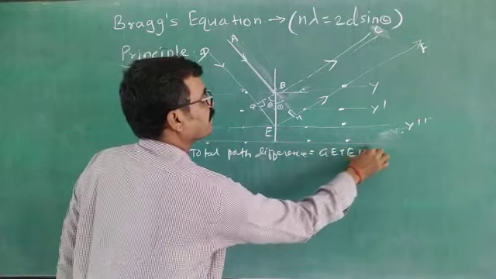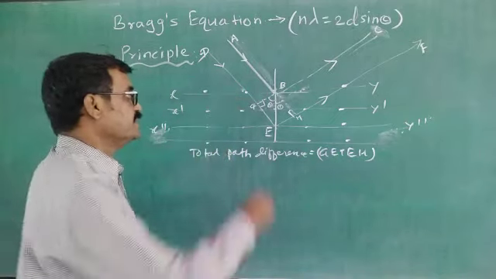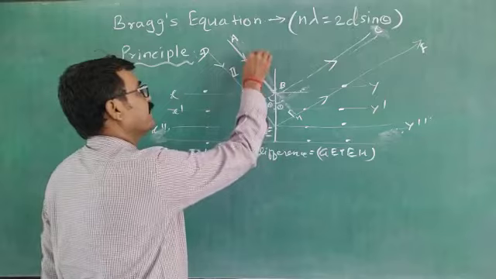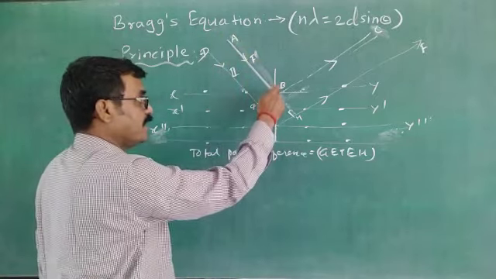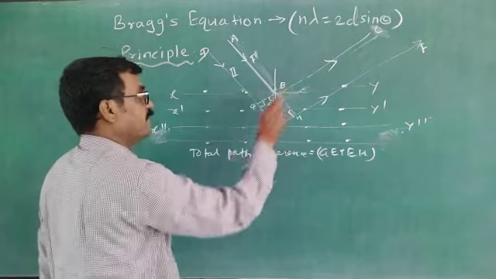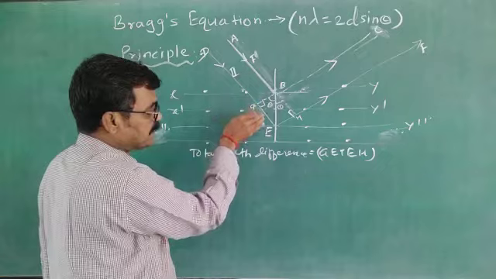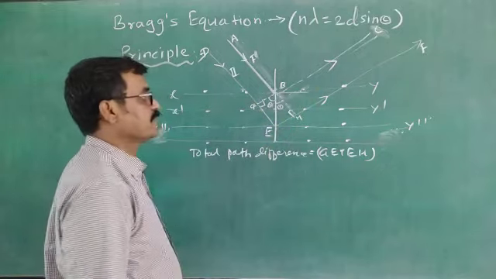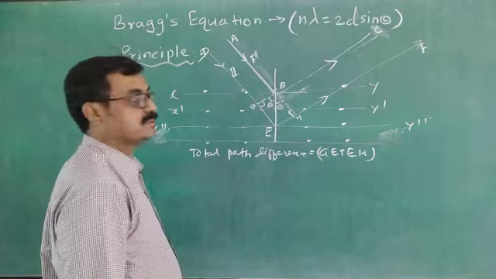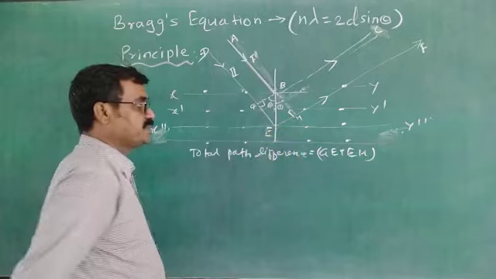This is the path difference. This is the extra path traveled by the second X-ray compared to the first X-ray, because the first X-ray is incident on B and gets reflected, while the second transfers through the first plane, is incident on this point and then gets reflected. Are you getting it clear? That's why this path difference is GE plus EH.